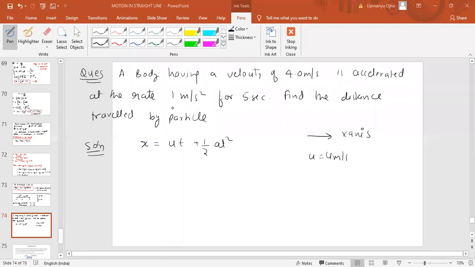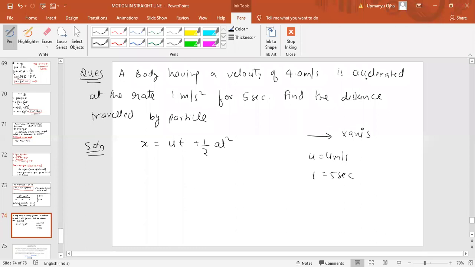See, I told you before also that x equal to ut plus half at square, where x is displacement only. But if the direction of the particle is not changing, then displacement and distance are the same. In this case also, the direction of the particle is not changing, so displacement and distance are the same here. So u is 4 meter per second. Now, how much time has it taken? 5 seconds.